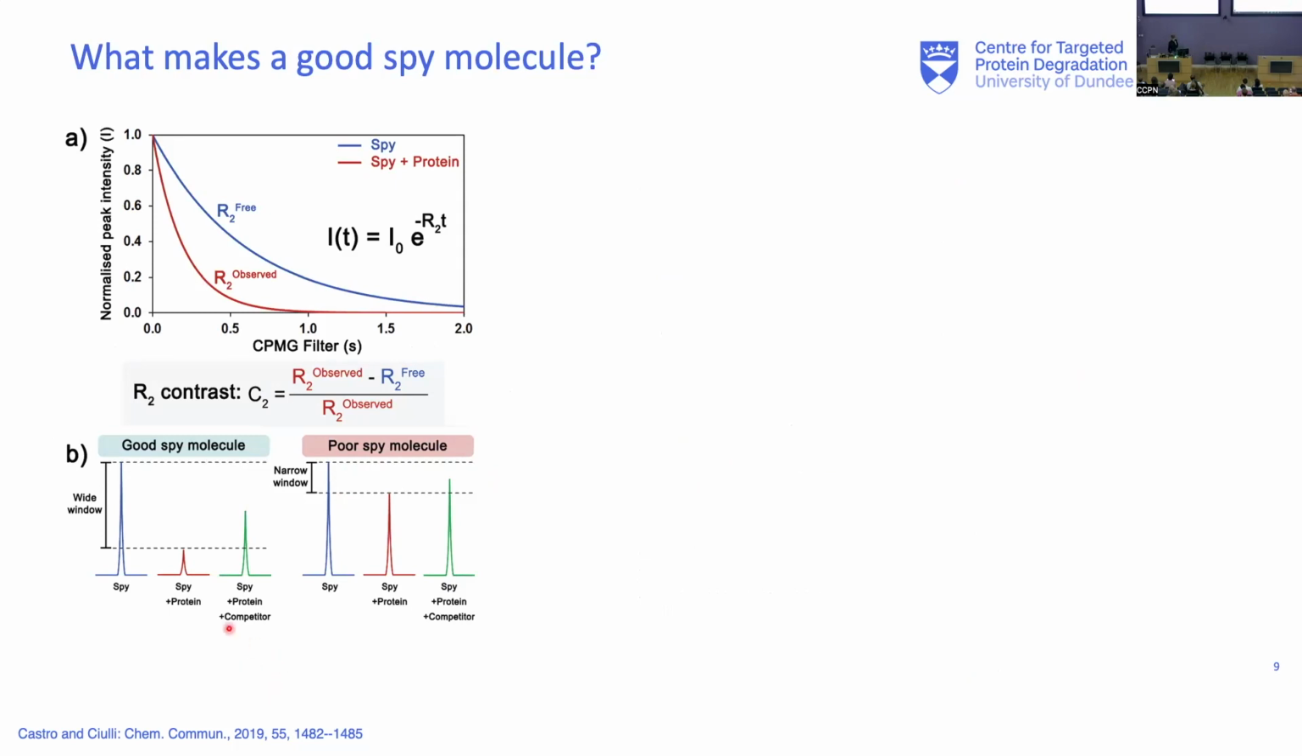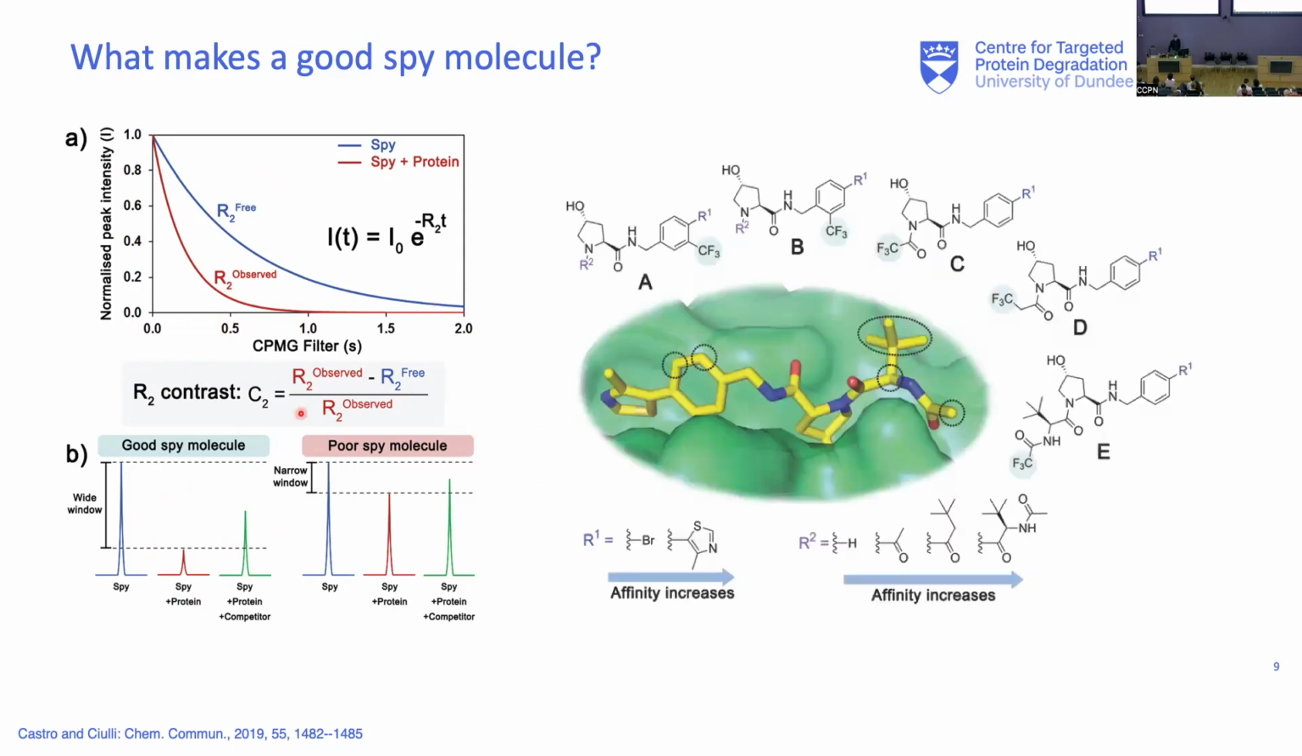And what that really means is that we want to have a large window between the CPMG signal for the protein-bound spy and the free spy. Physically, that translates into a large difference in the spin-spin relaxation rate, so a large R2 contrast. Guillaume designed a number of possible spy molecules by varying the position of a CF3 group in a scaffold for VHL ligand based on hydroxyproline that we already know we can get to very high affinities, and that we know how to fine-tune the affinities by changing a few other substituents.